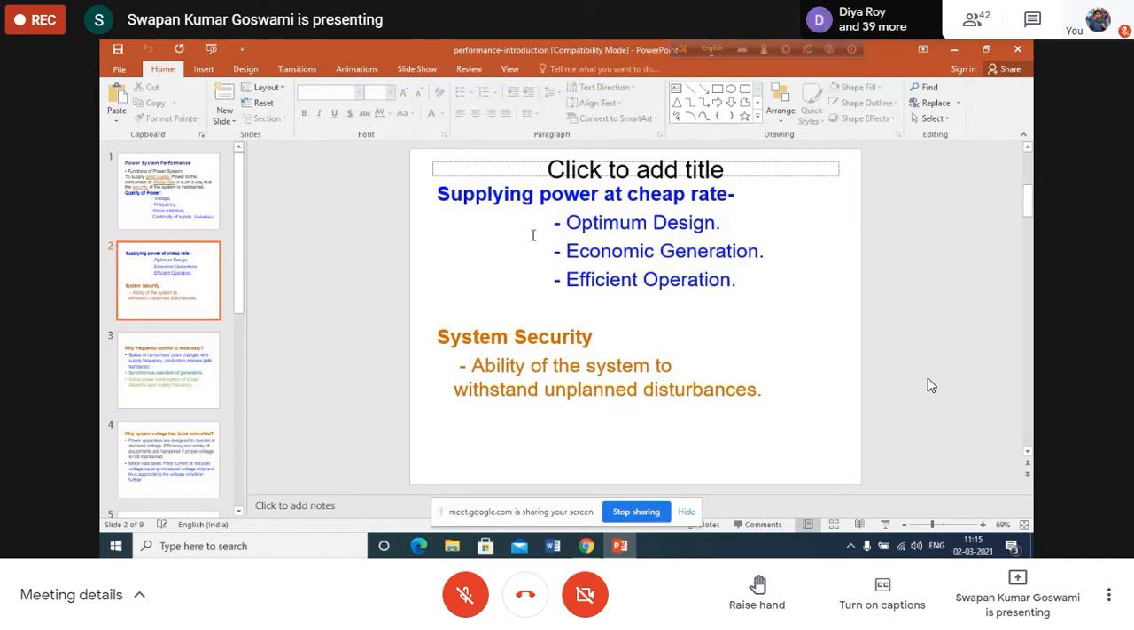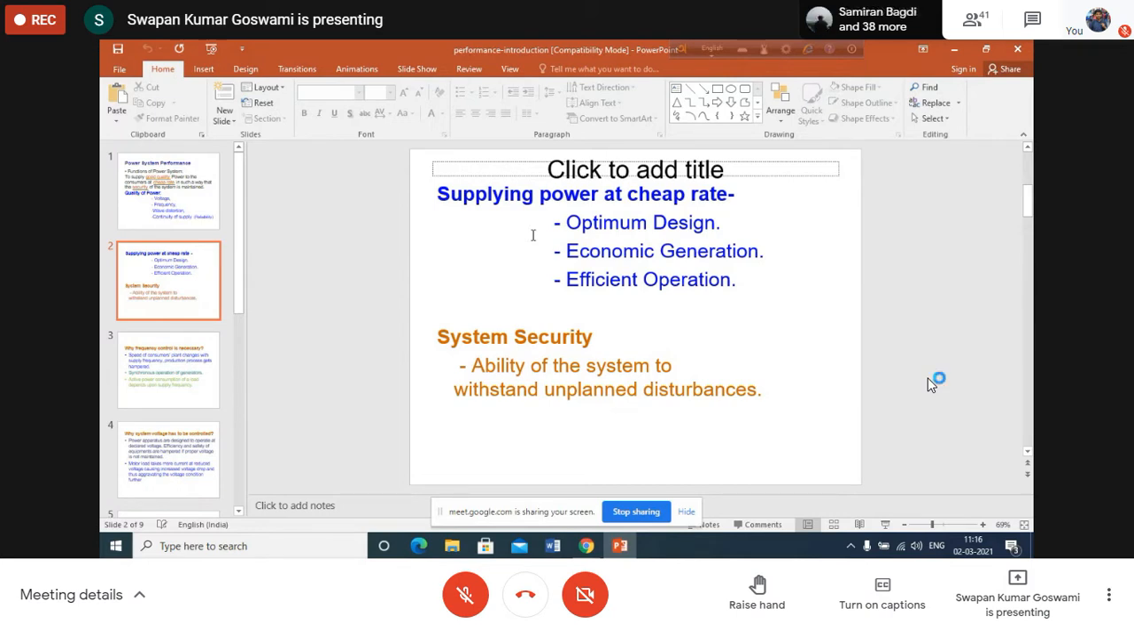Because if the system fails, then consumers will not get power. If the consumers do not get power, then the power utility will not get the revenue from it. Not only that, if the system collapses, then a very, very long time will be needed to restore the system to normal operating condition. Actually, in 2012, in the Indian power system, a similar event took place. Almost the total system collapsed after the disconnection of a 400 kilovolt transmission line in the northern part of our country.